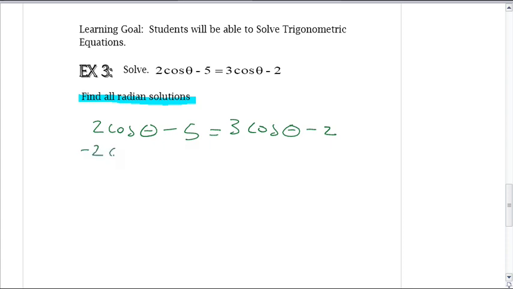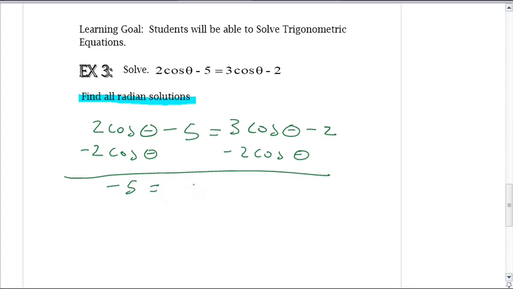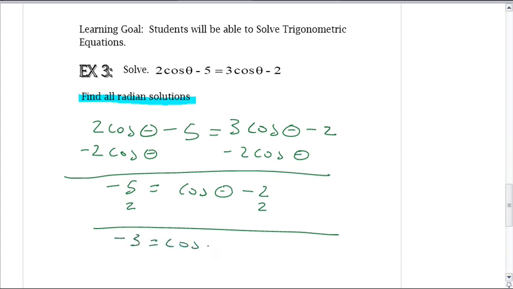So I'm going to subtract cosine theta from both sides, just so I don't have to deal with a negative cosine. I'm then going to get negative 5 is equal to cosine theta. I then have still my negative 2, so I'm going to add 2 to both sides. You end up getting negative 3 is equal to cosine theta.